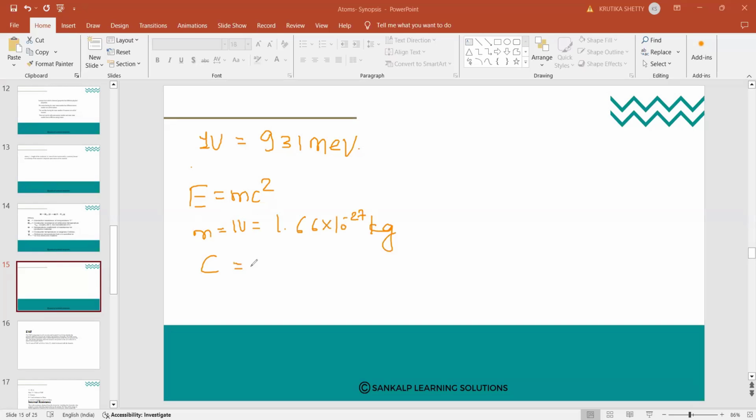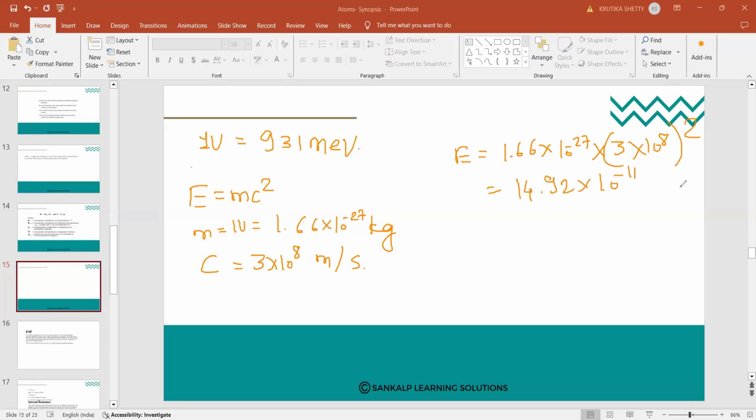C is the velocity of light here, students, so the velocity of light is 3 into 10 to the power of 8 meter per second. According to Einstein, E is equal to mc square. Therefore E is equal to the m value 1.66 into 10 raised to minus 27 into the C value 3 into 10 to the power of 8, and C square is there, so we need to square this term. If you simplify this, no need to remember it, just for your understanding, it is 14.92 into 10 to the power of minus 11 joules.